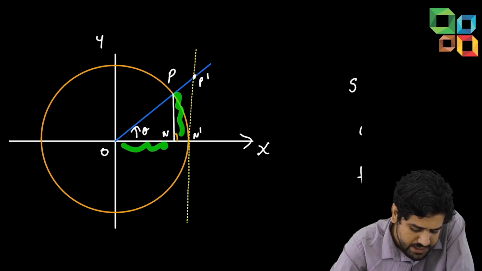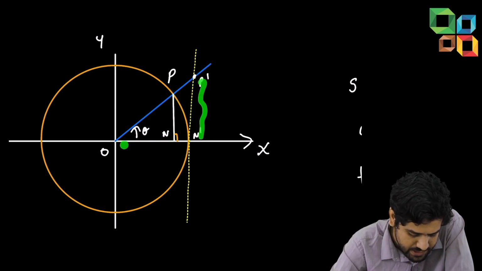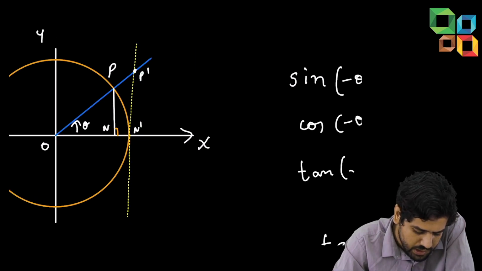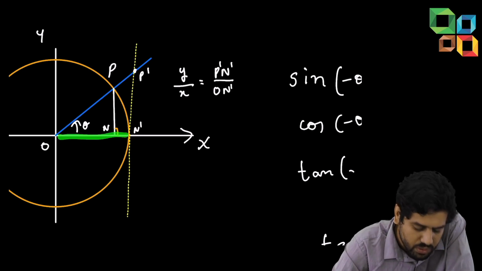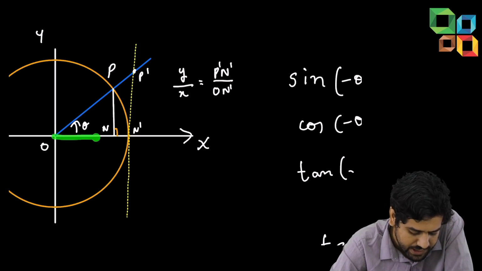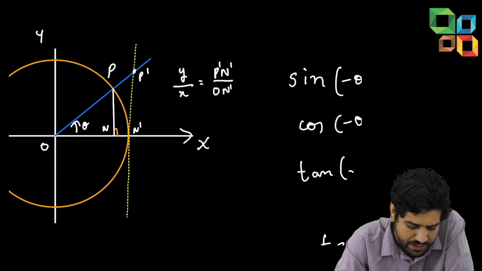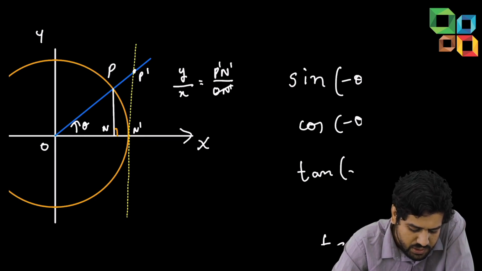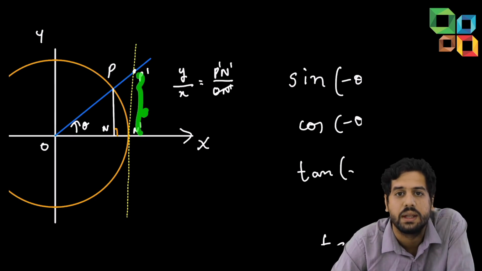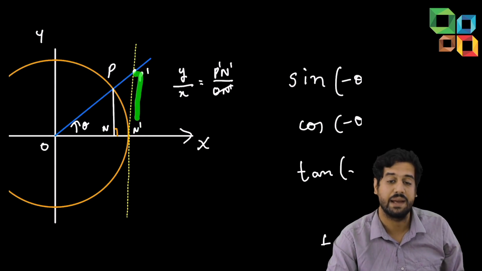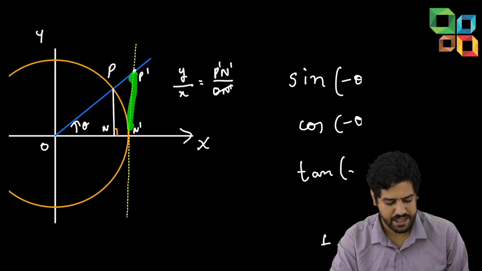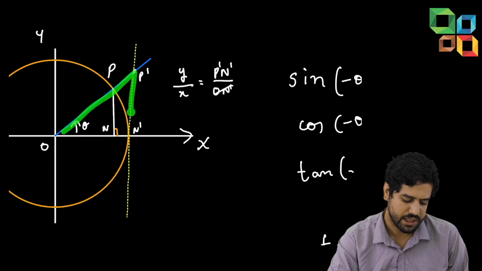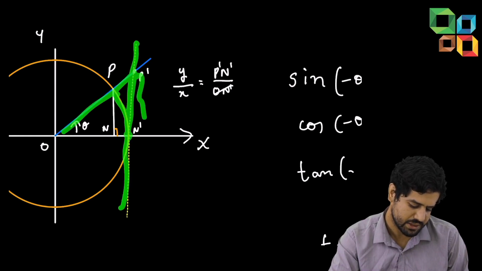So you'll have this divided by this will be the same as this divided by this, right? So you'll have y by x to be the same as P dash N dash by O N dash. But what is this length O N dash? Nothing but length 1, right? So this length is just 1. So just this height will give you the tan of an angle. Hence the name tangent, right? We get the length of this tangent. Tangent of an angle is this because this line is a tangent to this circle.